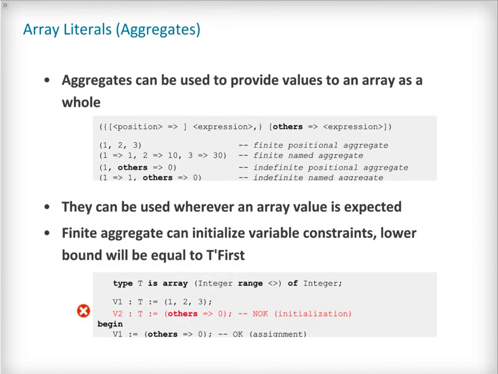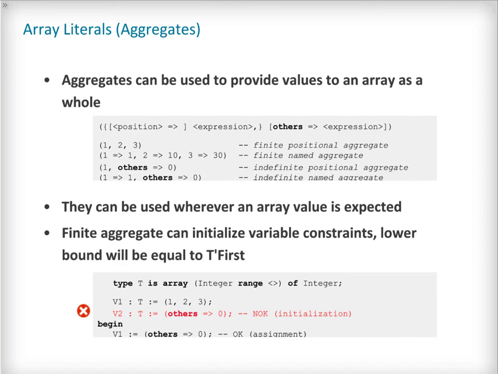Ada provides quite an extensive way of defining values for an array, or literals. An array literal is a way to define the various components, or the various indexes, that we want to put in an array. For example, the first literal that you can see is a literal of 3 elements, 1, 2, and 3. That's called the positional notation.